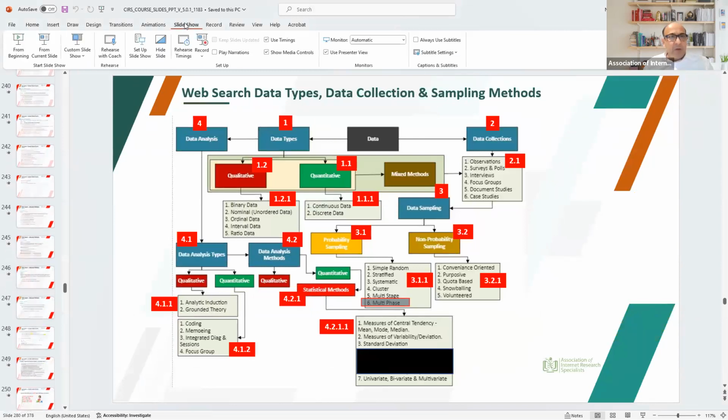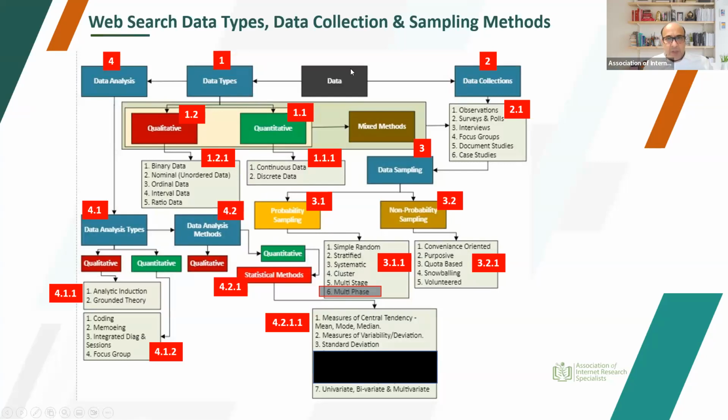Okay, now this one is describing the type of data and methods of data collection. So let's suppose we start with this, which we call data. Data is a piece of information. A data is singular and a plural.